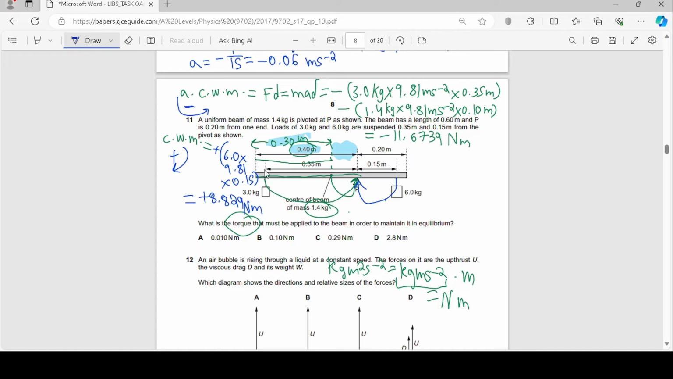So obviously, as I already mentioned, the clockwise moment is not equal to the anti-clockwise moment. I would have preferred to take this as positive and this as negative, but anyways, it's fine. Now we have to find the torque. The torque is going to be the difference in the magnitudes of the moments. So I'm not going to consider the sign, so it's just going to be 11.6739, the difference in the values, and then minus 8.829.